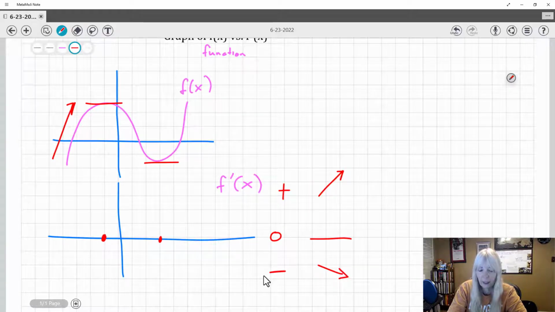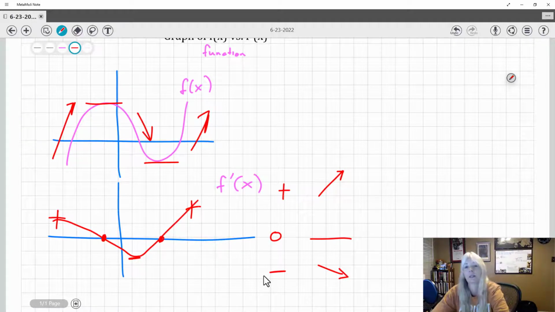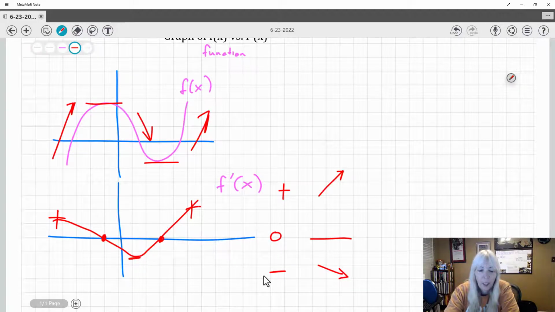It's increasing, so it's above the x-axis. It's flat, it's on the x-axis. It's decreasing, so it's below the x-axis. It's flat, so it's on the x-axis. It's increasing, and it's above. And then what I do from here is I just connect the dots. Okay, so it might be kind of ugly, but that's the graph of the derivative. That's how I do it.